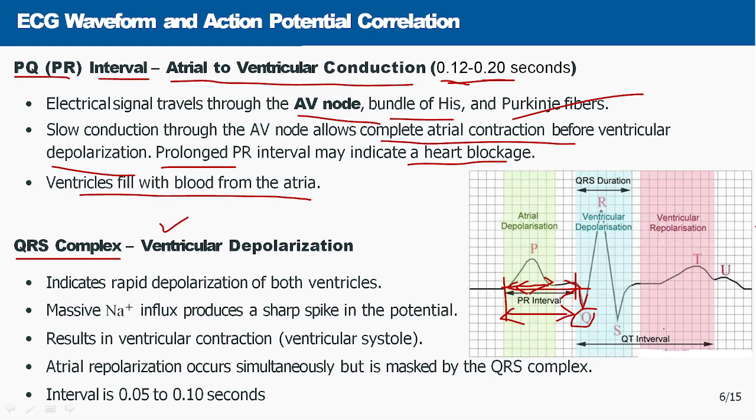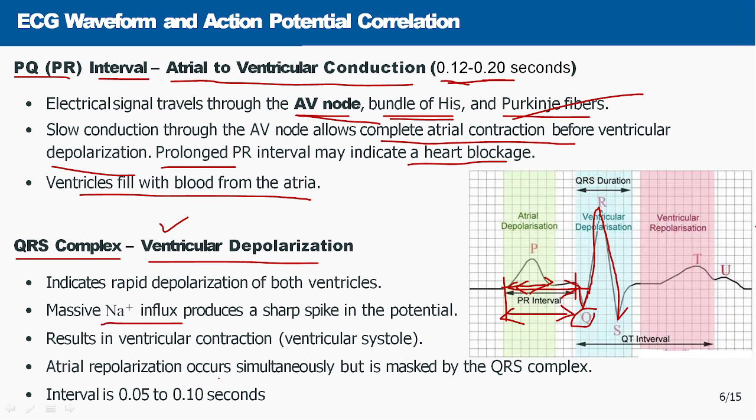Now, the next part is the QRS complex. It is your ventricular depolarization. Once the ventricle is filled with blood, the signal which was at the AV node is now passed through the bundle of His and Purkinje fibers to the myocardium of the ventricles. Now, both the ventricles start depolarizing. Once it has been depolarized, we are getting one peak. This peak is your R, and this complex we call the QRS complex, which indicates the ventricular depolarization.